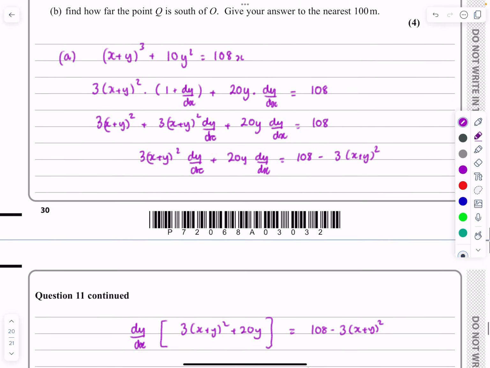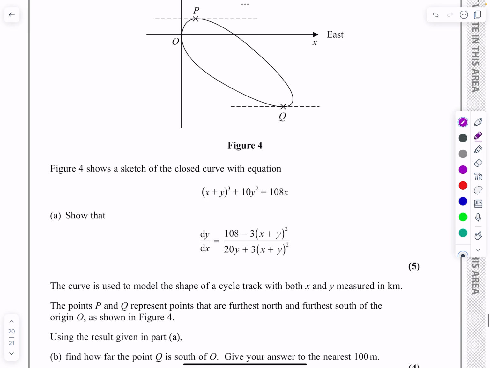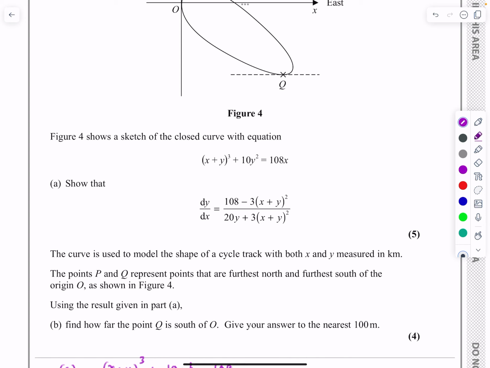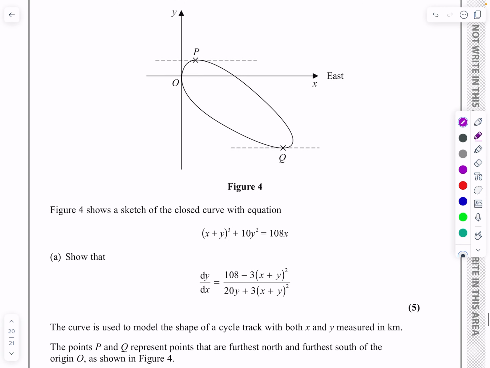Let's go back and look at this part B, which looks scary, but isn't. So it says, curve is used to model the shape of a track. P and Q represent the points that are the furthest north and the furthest south from the origin. So if they're the furthest north and the furthest south, and to be fair, they've given us an indication on the diagram here. We can see that P is the maximum, Q is the minimum.